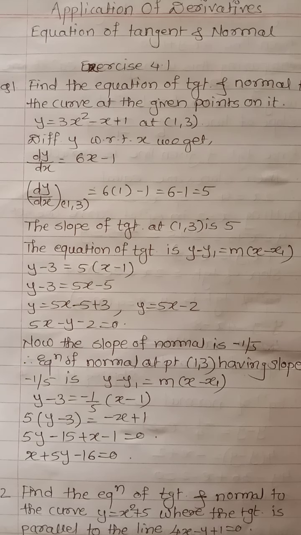Now the slope of normal is what? Minus 1 upon slope of tangent. Your slope of tangent is what? 5. So minus 1 upon 5. Now using this, you have to find the equation of normal.